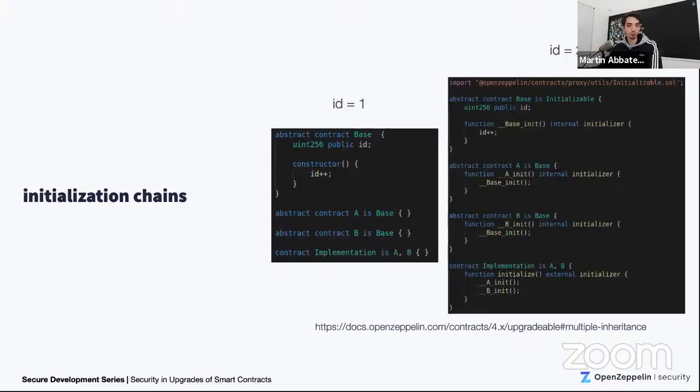And if you have super complex initialization chains and inheritance chains in your upgradable contracts, this could become problematic at some point. So pay special attention to it. And you can read more in the link there, in the OpenZeppelin documentation of the upgradable contracts. You will see a specific section talking about multiple inheritance. So take a look at that.